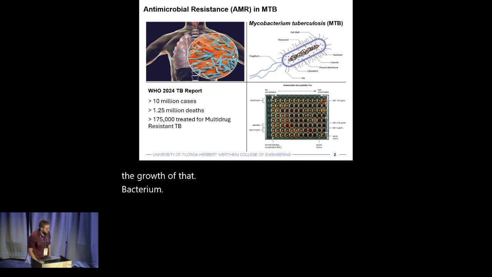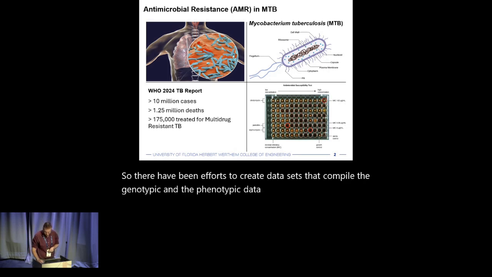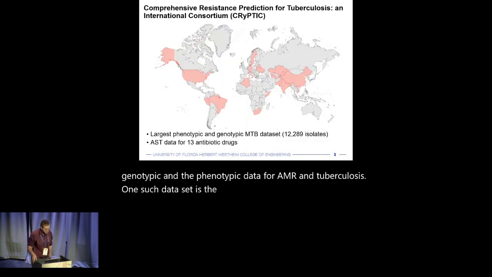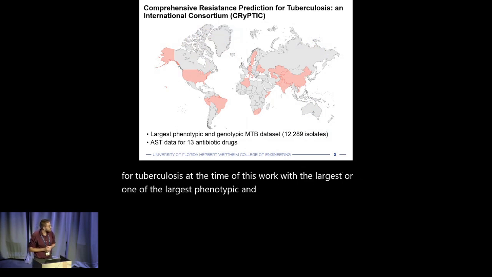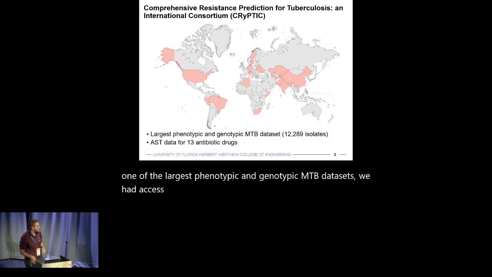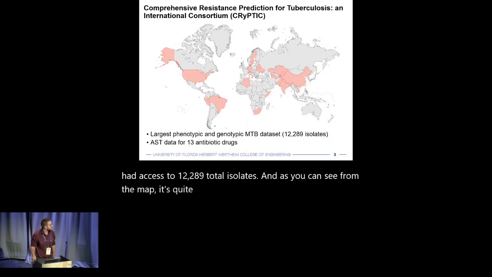So there have been efforts to create data sets that compile the genotypic and the phenotypic data for AMR in tuberculosis. One such data set is the Comprehensive Resistance Prediction for Tuberculosis, CRyPTIC. At the time of this work, it was the largest, or one of the largest, phenotypic and genotypic MTB data sets. We had access to 12,289 total isolates. And as you can see from the map, it's quite comprehensive, with samples from all over the globe.